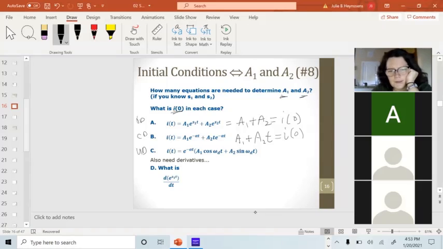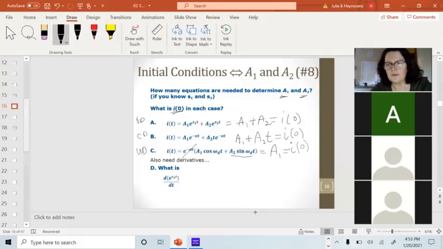And in the third case, e to the minus at is always 1, so it's just multiplied. I get A1, the cosine of 0 is 1, and the sine of 0 is 0, so A2 goes away, equals I of 0. So if I know the initial condition on the voltage or the current or the power that I'm solving for, I get one equation. One of them gives me A1 directly.